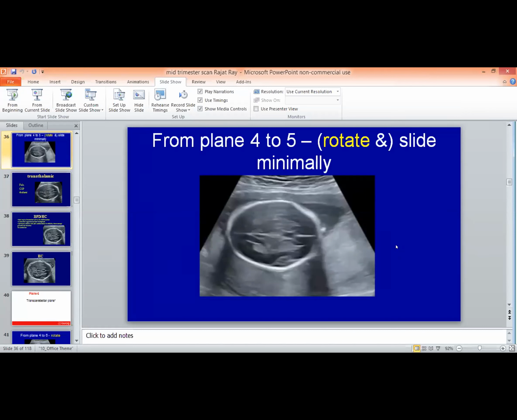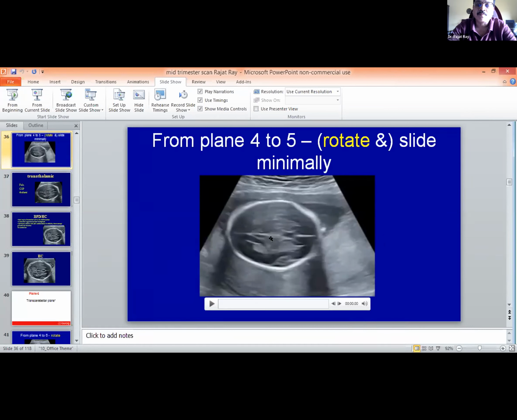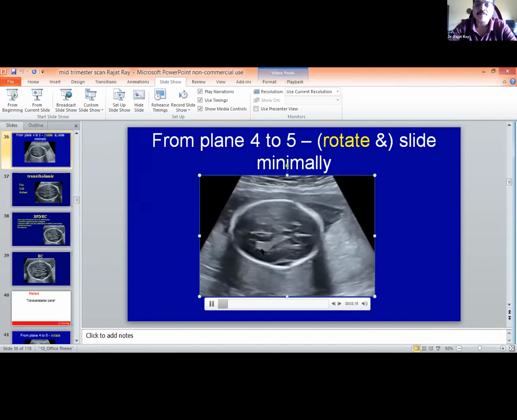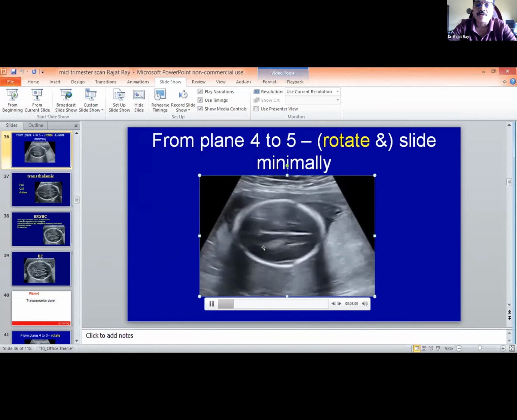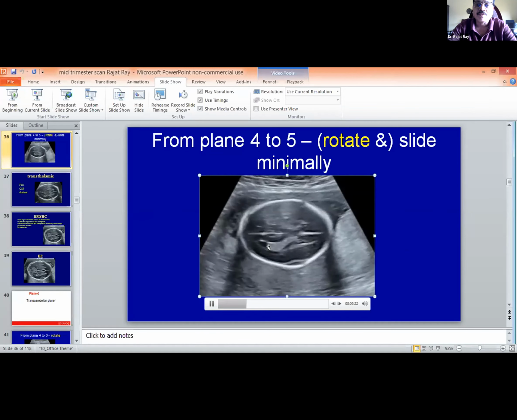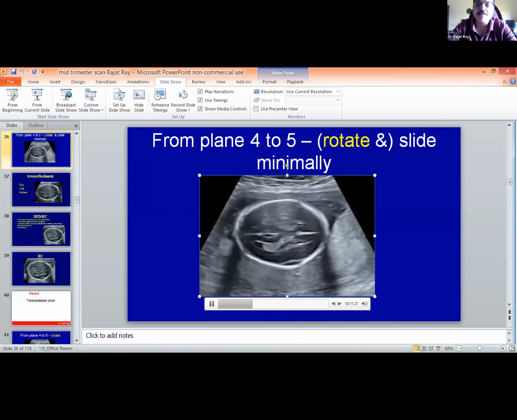From plane 4 to 5, rotate and slide minimally. Plane 4 to 5, rotate and slide minimally. So from transventricular to the transthalamic. So what I'm saying, I'm rotating and sliding minimally to get the transthalamic plane.